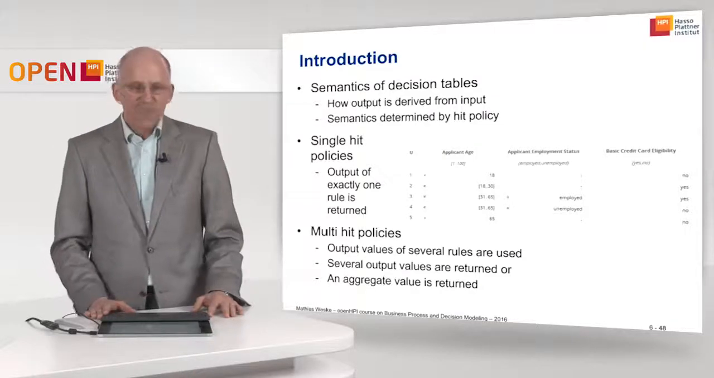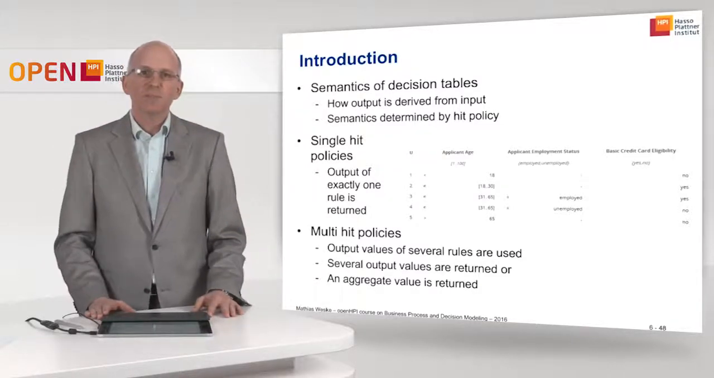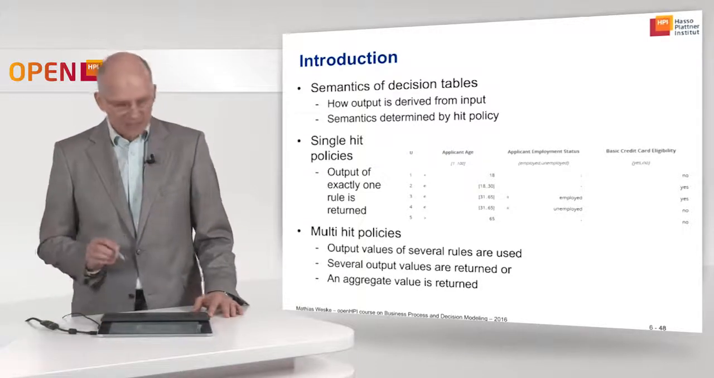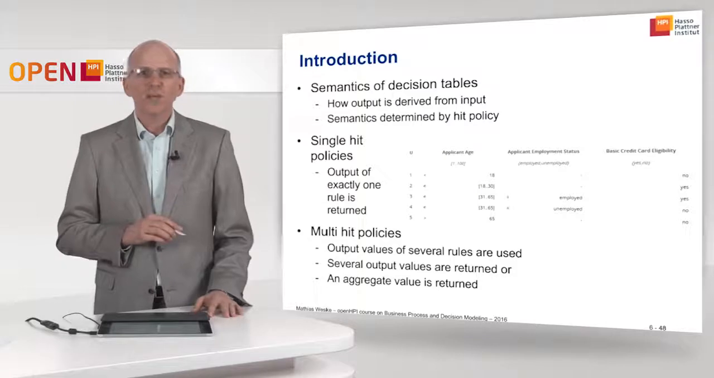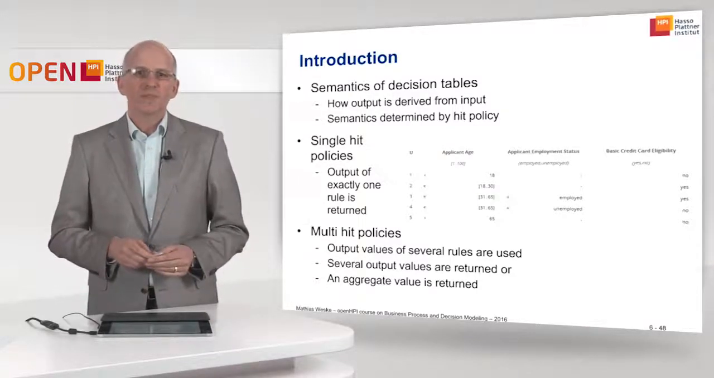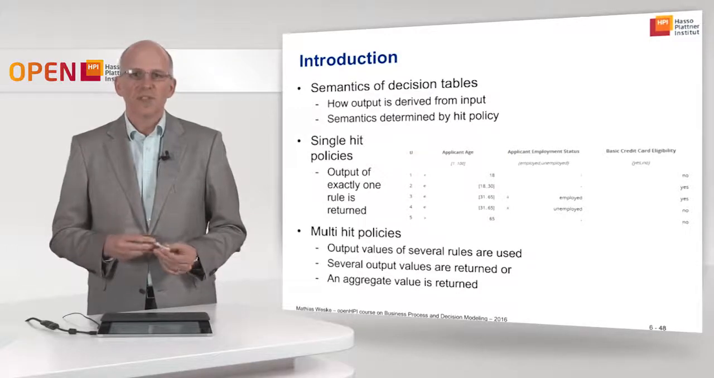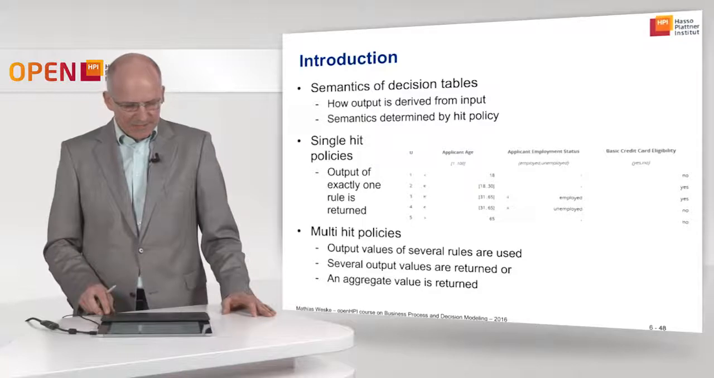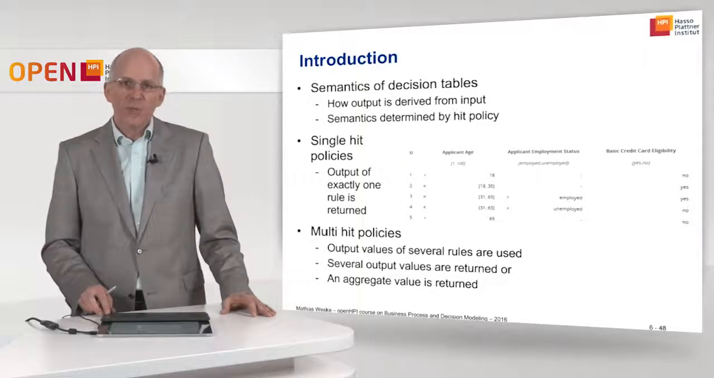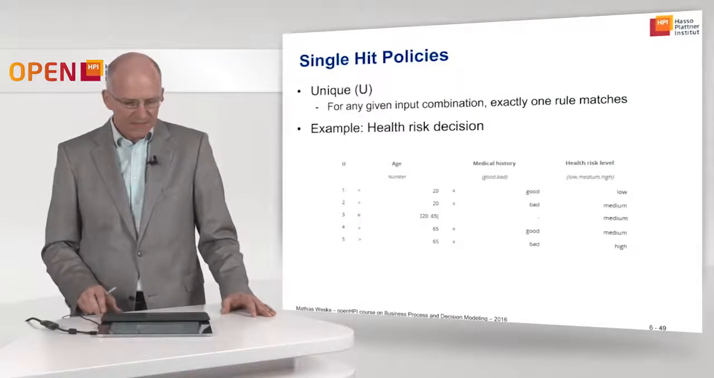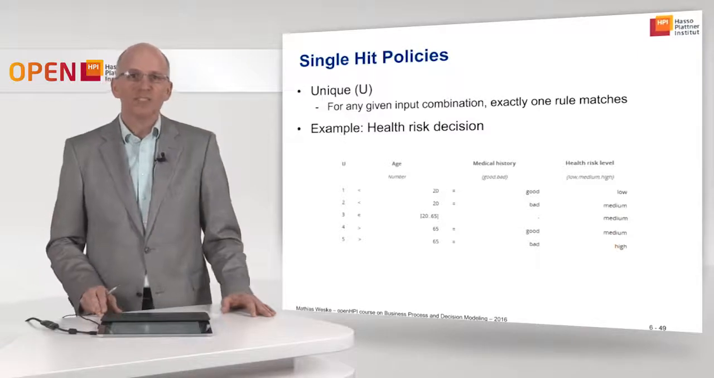There are two groups of hit policies, the first being the single hit policies. In the single hit policies, the output of exactly one rule is returned. In multi-hit policies, the output values of several rules are used to determine the output. Several output values are returned, or we can also return an aggregate value, as we see in a minute. So let's start with the single hit policies.